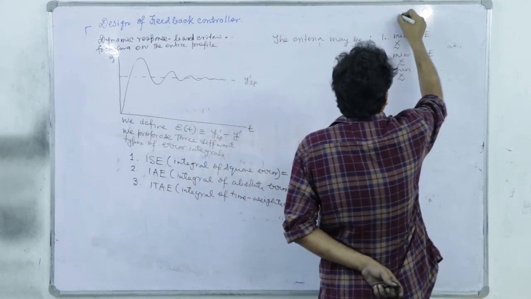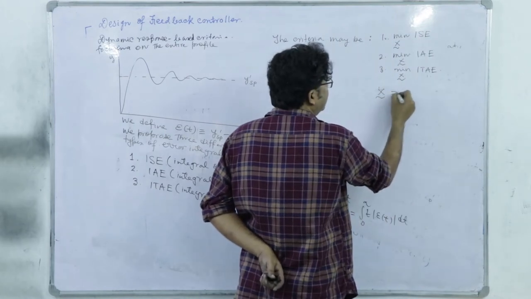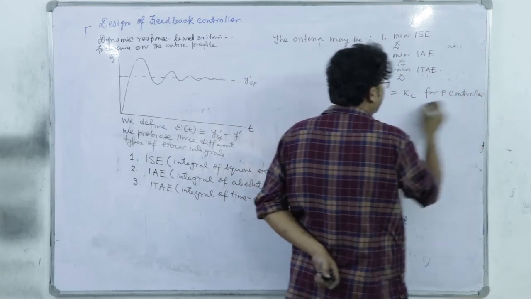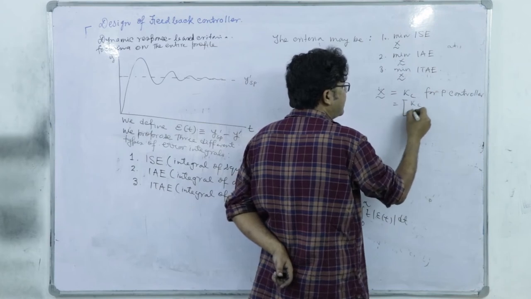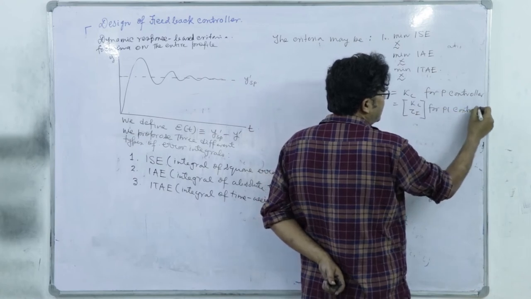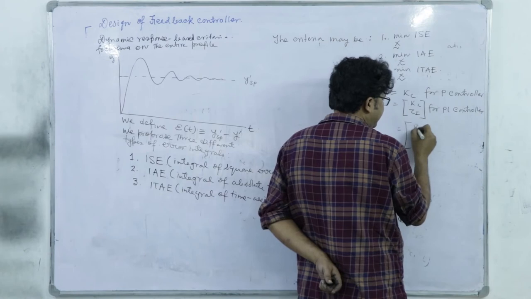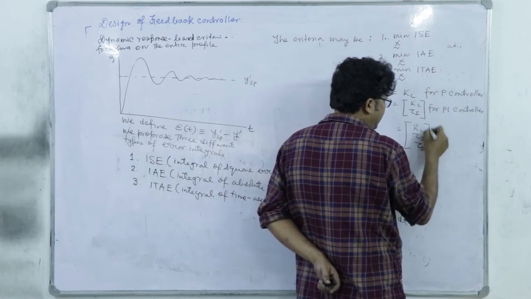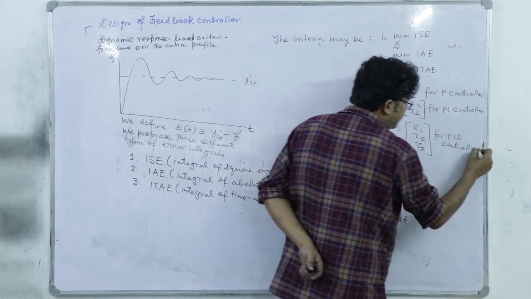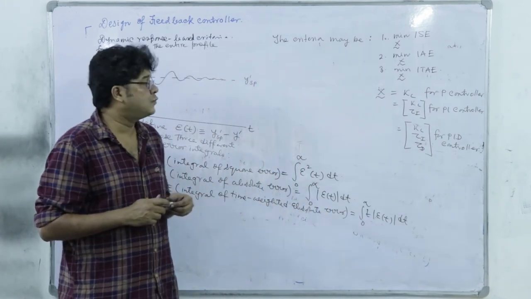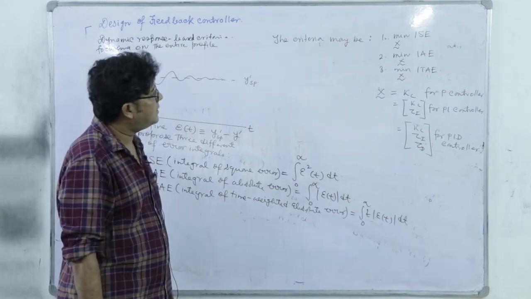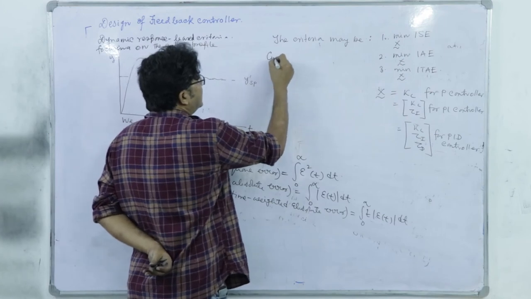Here you see this vector X is Kc for a P controller, it is Kc and tau I for a PI controller, and Kc, tau I, tau D for a PID controller. So which one should we choose? Whether it is minimum ISE, or minimum IAE, or minimum ITAE. So, guideline.